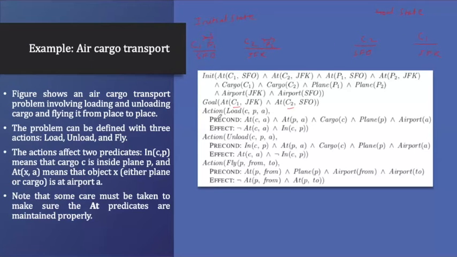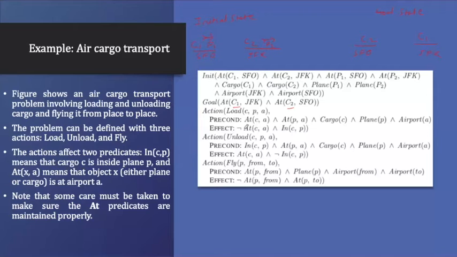Now, what are the different actions we have? First action is load. What we have to load? We have to load the cargo into the plane at an airport A. So what is my precondition? The precondition is that cargo should be there in airport A. The plane also should be there in airport A. C is a cargo, P is a plane, and A is an airport. This is my precondition. If it is there, then only I can perform the action.